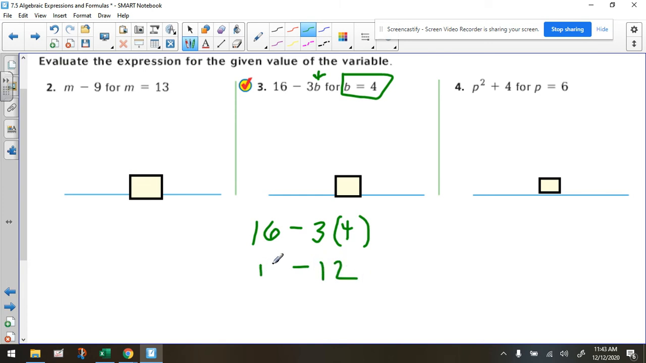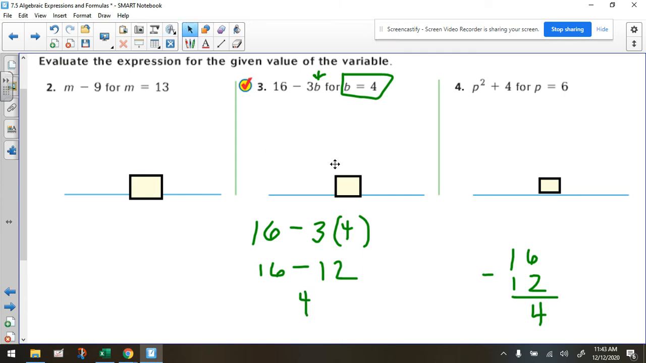And if we do 16 minus 12, if you can't do it horizontally, then set it up vertically. And this minus this would be 4. So this minus this is 4, and the answer is 4. All right, let's go look at number 4.